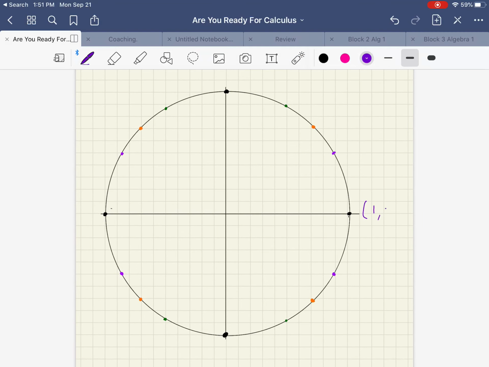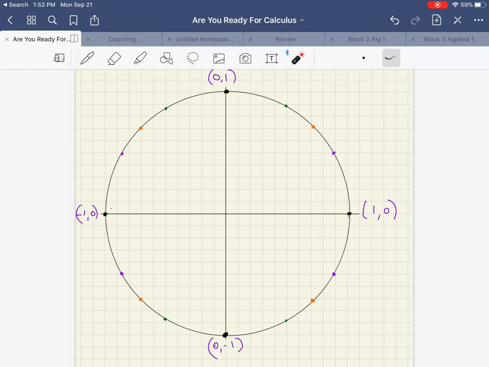This would be (1, 0). This would be (0, 1). This would be (-1, 0). And this would be (0, -1). Now, there are other coordinates that we will get to, but we're going to start with just getting to different locations here. So in a previous lesson, you should have learned about radians.